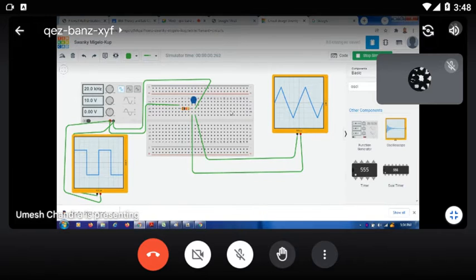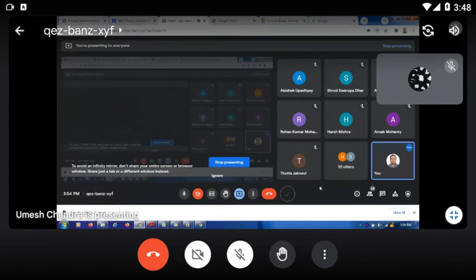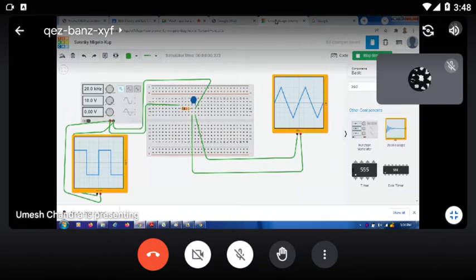Now you understood about the breadboard. Okay, this is the integrator circuit, and by changing it, the differentiator circuit. Just integrate the components, then you get the integrator.